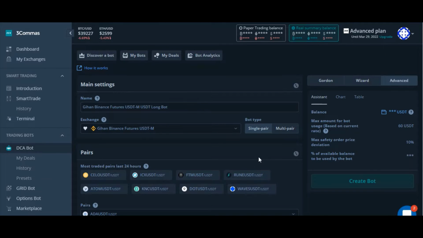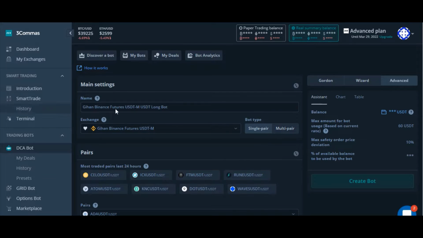Today's video I'm going to show you how to set up a futures bot in a Binance account, and the trading strategy is DCA, dollar cost average. So we are going to deploy a dollar cost average bot in futures trading in Binance.